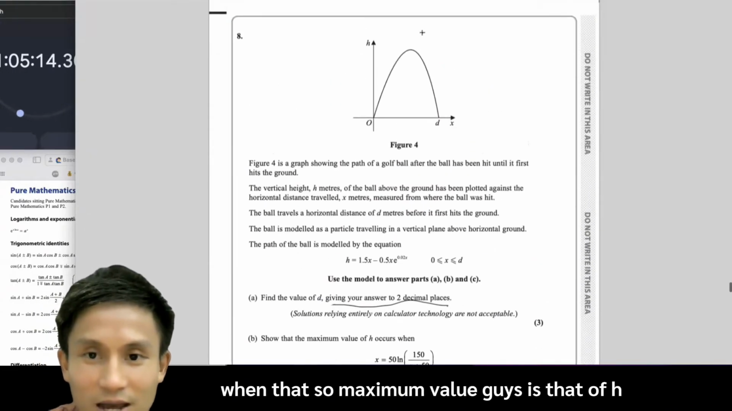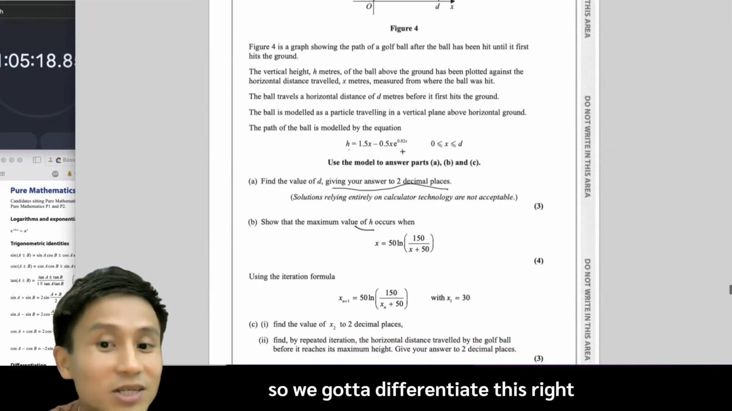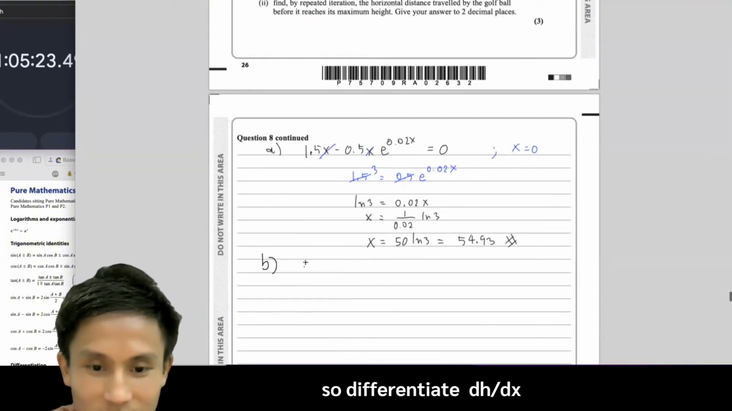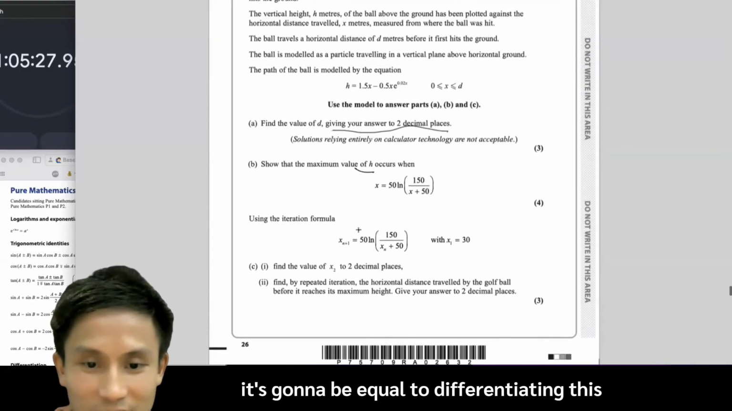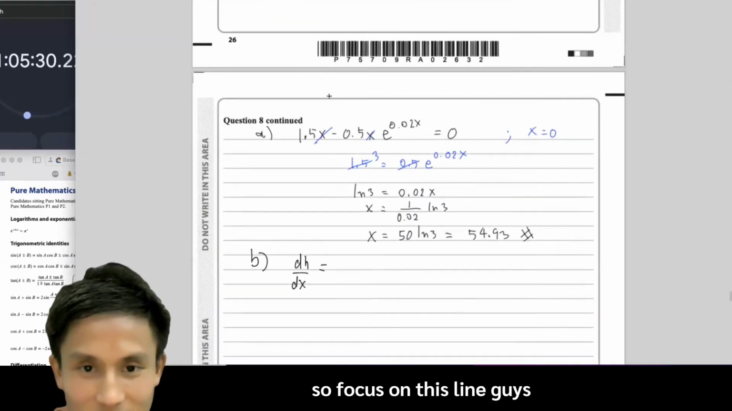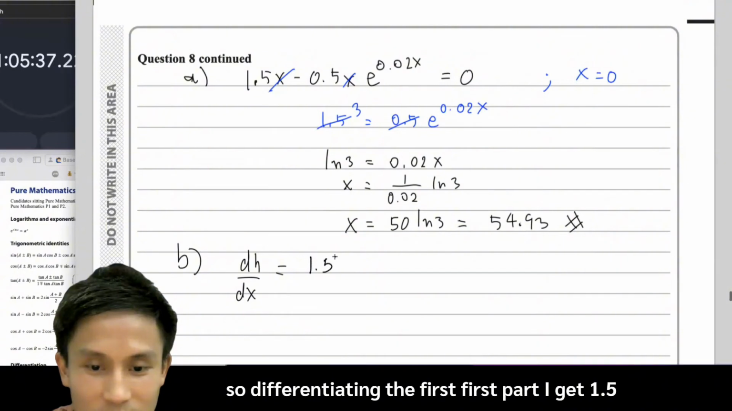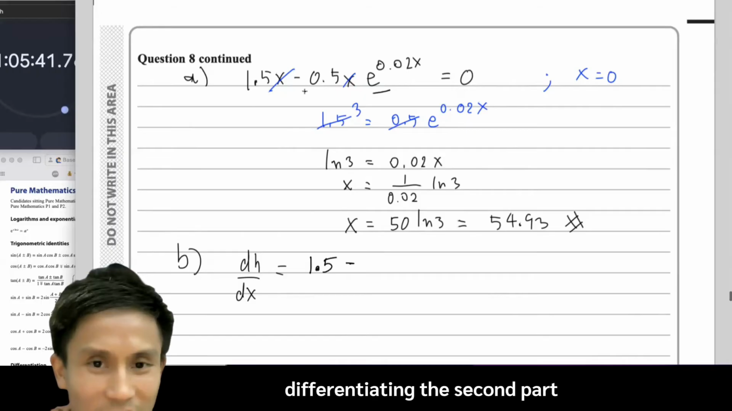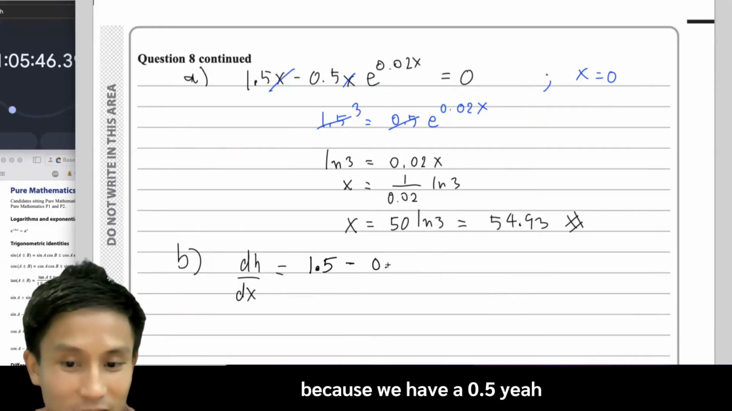So maximum value, guys, is that of h. So we've got to differentiate this, right? And find the turning point. So differentiate dh by dx. It's going to be equal to differentiating this, which I already wrote here. So focus on this line, guys. I'm just going to differentiate the left part here, which is h. So differentiating the first part, I get 1.5. Differentiating the second part right here would require a product rule because we have a 0.5.